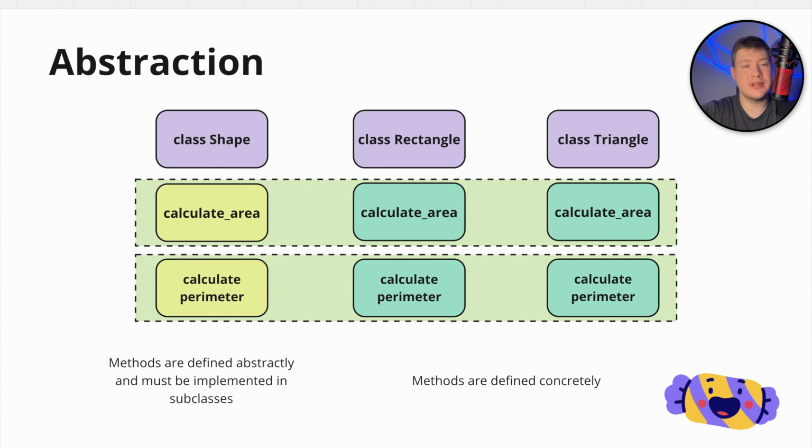And let's have a look at the diagram. Here we again have our well-known classes rectangle, triangle, and parent class shape. And here we also have our well-known methods, calculate area and calculate perimeter. And here the main idea is that our methods on the side of shape are defined abstractly and must be implemented in some classes. And of course, on the side of classes rectangle and triangle, these methods are defined concretely.